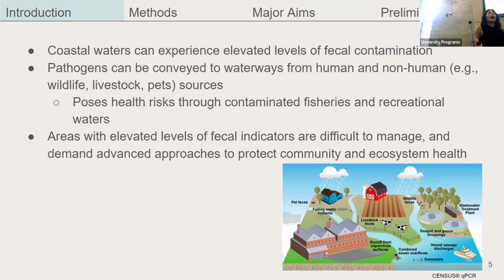So areas that have these high levels of fecal indicators are really hard to manage. And this is mostly because when you have high levels, you don't know if it's just one contributor or if you have a lot of different organisms that are contributing to that. So this necessitates advanced approaches to manage and protect community health.